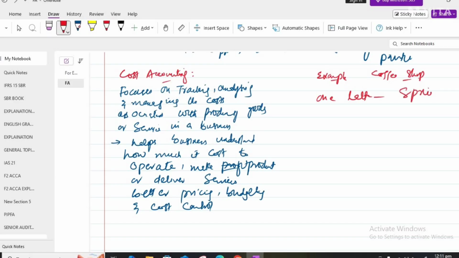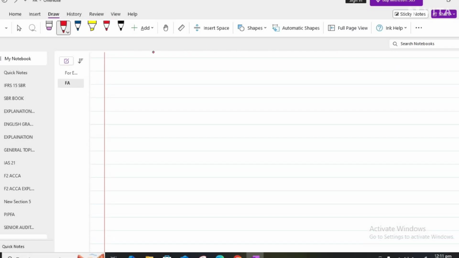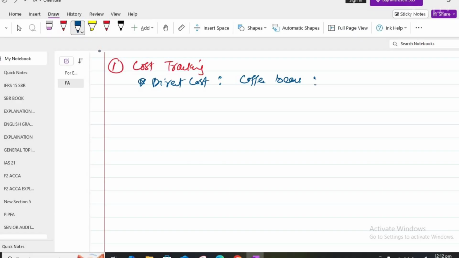So how will they track the cost? First, let me write here. It will be better for us. So the first thing they will do is cost tracking. In this cost tracking, they will have the direct cost. For example, the coffee beans, let's say 0.50 per latte. Here we have milk, and that is, let's say, 0.30 per latte. Okay, this is your direct cost.